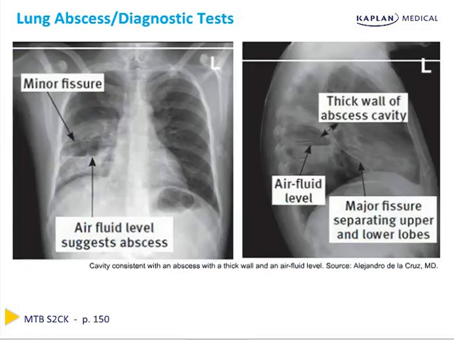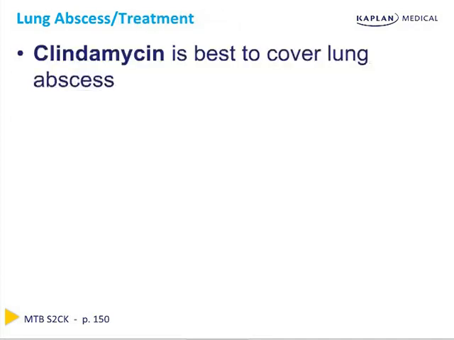Here we see a chest X-ray demonstrating a lung abscess. You can see the minor fissure demonstrated on the right and an air fluid level suggesting abscess. On the lateral film, we see an air fluid level again and this major fissure separating the upper and lower lobes. There's a very thick wall in this particular abscess cavity. Clindamycin is the optimal treatment for lung abscess, and that's because clindamycin has excellent anaerobic coverage.